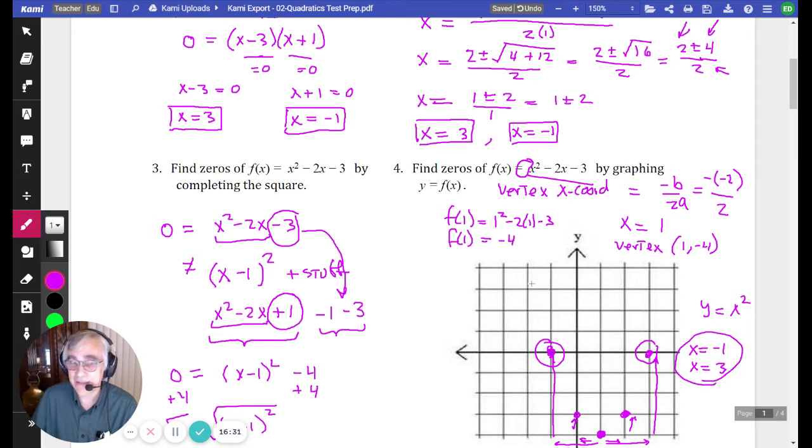And I can truly sketch. Watch how well I do this. I can sketch the parabola as it passes through those points. Nice and smooth at the bottom, the vertex. I have my solutions.